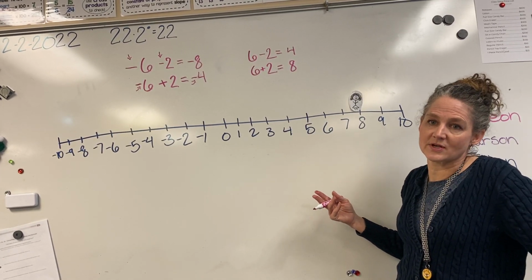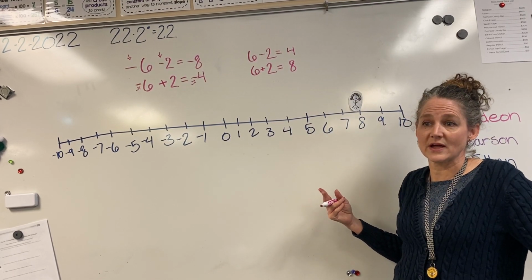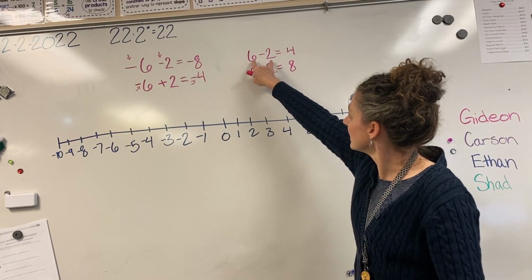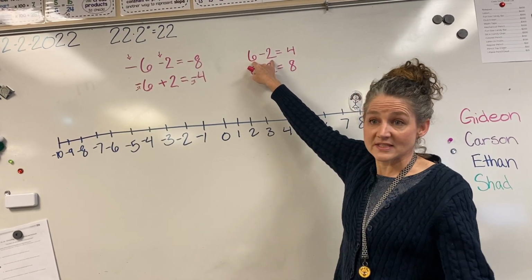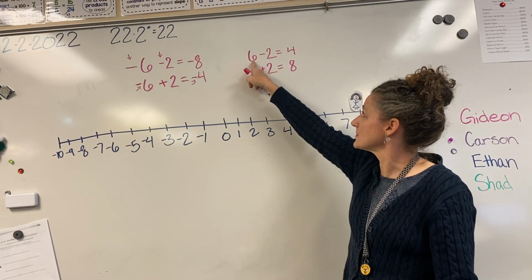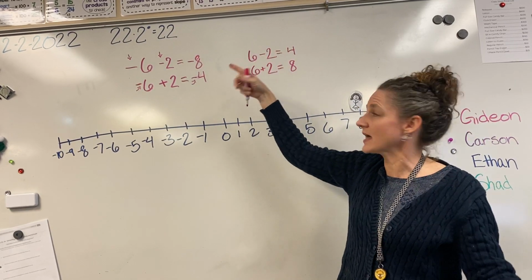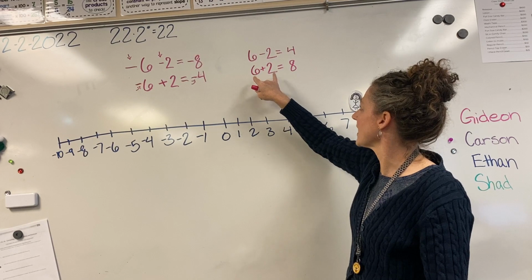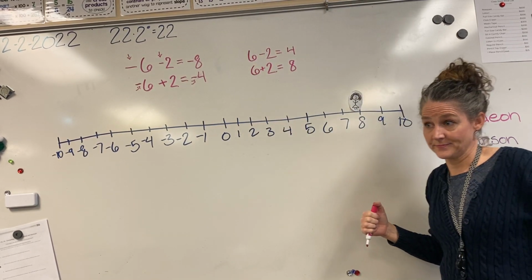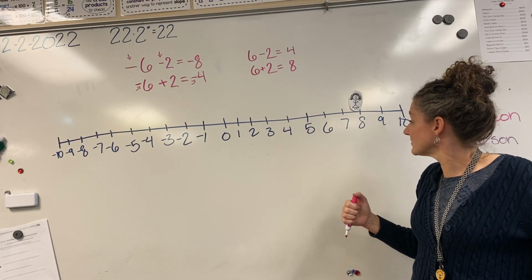6 has a bigger absolute value than 2, so it wins, and we keep its sign here. Same thing. The signs are different, so I subtract the absolute values. Which one has a bigger absolute value? 6 still has a bigger absolute value. Now it has a plus sign in front of it. And here, we're just adding, right? Okay.